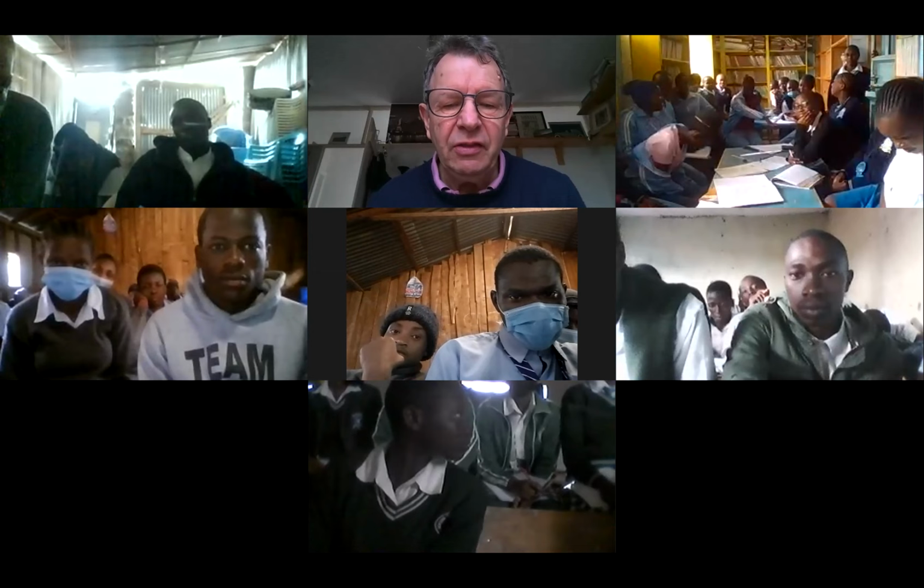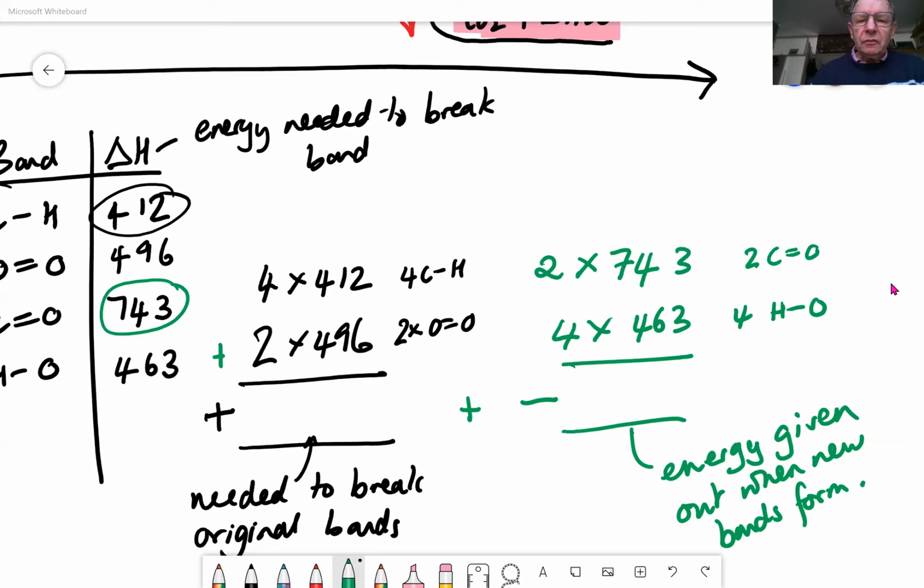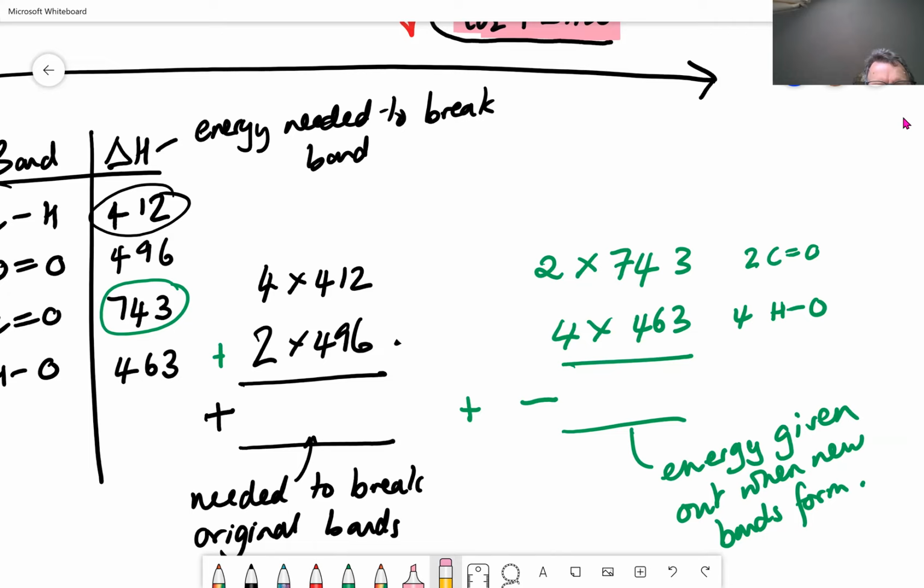Okay, so what we have to do is, I'm just going to tilt my application a little bit. So forget about this just for a minute. This here would be 1648. This would be 992. So those two added together would be 2640. That is the amount of energy we have to put in to break the bonds to start with.